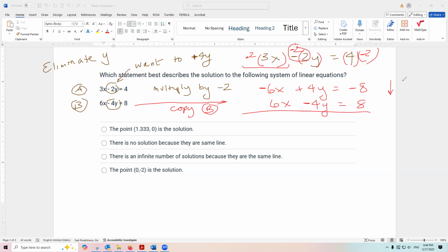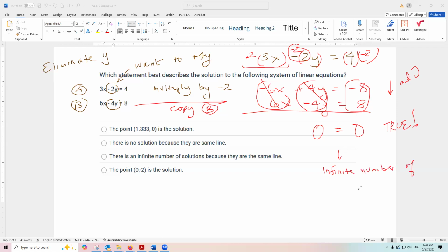I'm going to add these equations straight down. The x's cancel out. The y's cancel out. That leaves me a 0 on the left side. On the right side, I have negative 8 plus 8. Well, that's 0. 0 equals 0. That's a true equation. When you end up with a true equation like this, it's telling you there's an infinite number of solutions. And so this is the answer for this problem here.